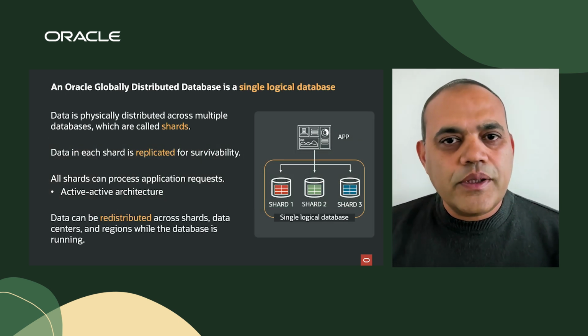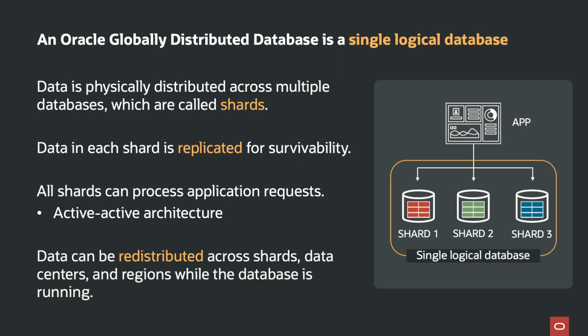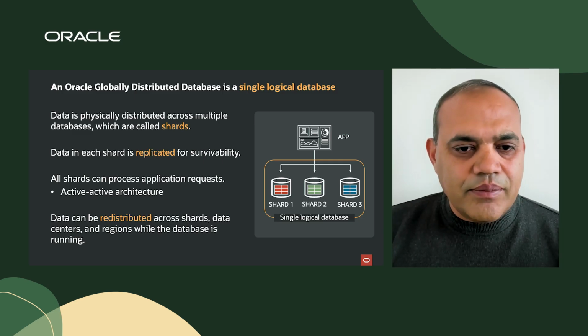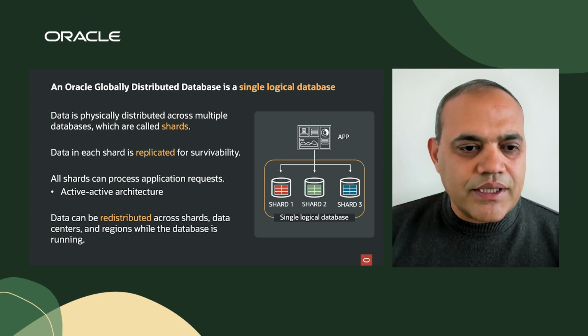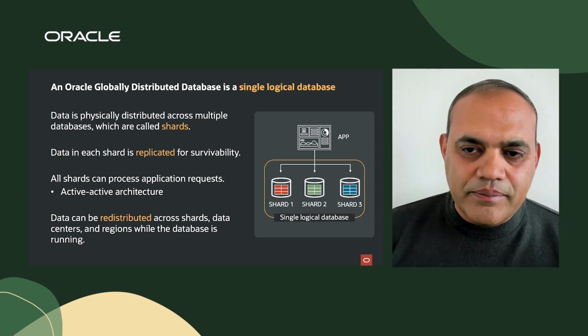An Oracle globally distributed database is a single logical database. Database is physically distributed across multiple databases, which we call as shards. Data in each shard is replicated for survivability. All shards can process application requests. This gives us an active-active architecture. Further, the data can be redistributed across shards, data centers, and region while the database is up and running.